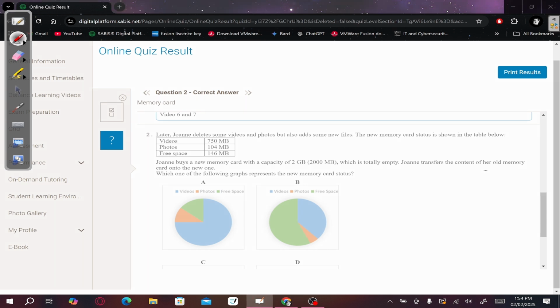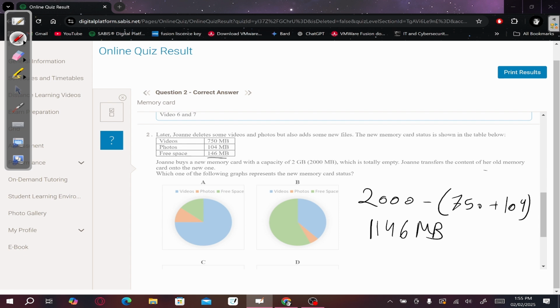First, we're going to have to find how much free space we have in total, after addition of the new memory card. So 2000 minus 750 plus 104. I'm not going to use the 146 megabytes because this is free space; I'm going to find my free space. So 2000 minus 750 plus 104. Do this on a calculator, by the way. That's what I'm doing. 1146 megabytes.